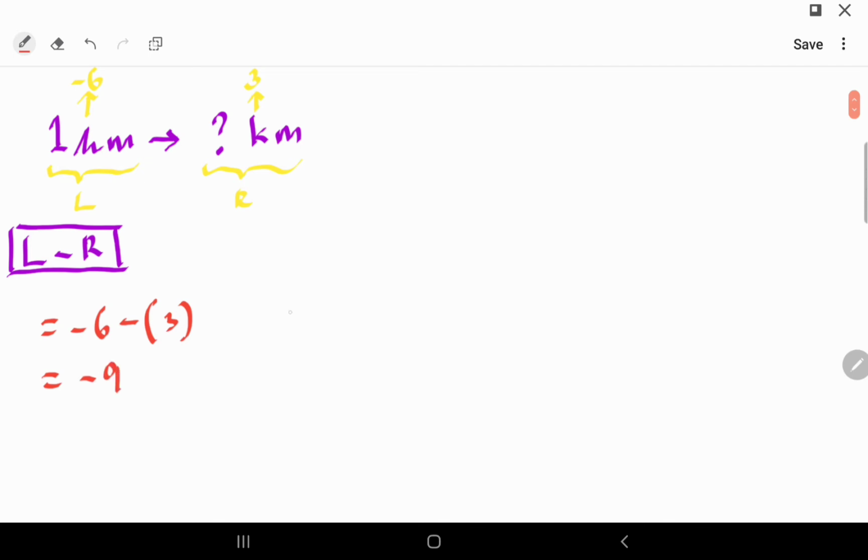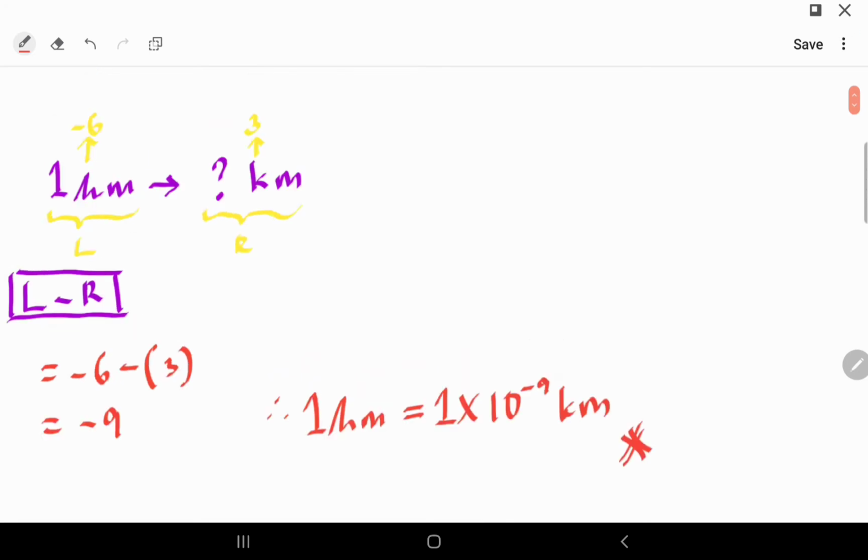So the answer is 1 micrometer equals 1 times 10 to the power of negative 9 kilometers. Or for the second method, we use the ratio or cross method.